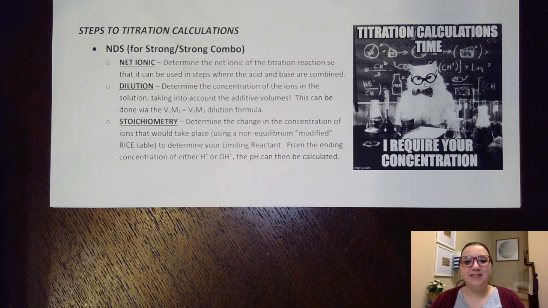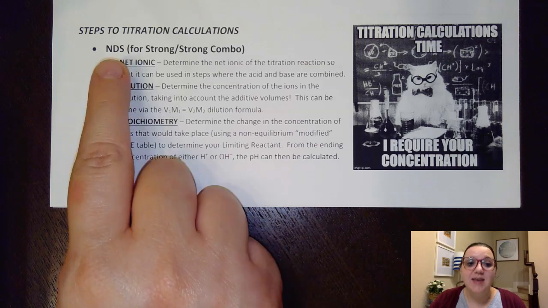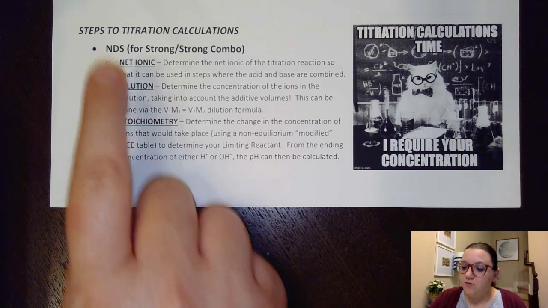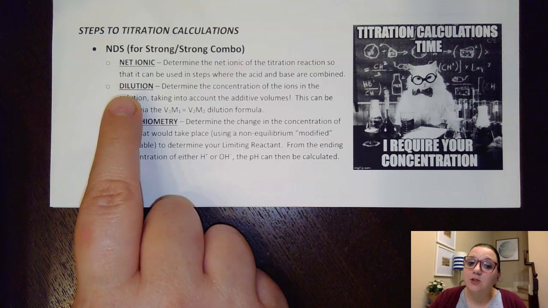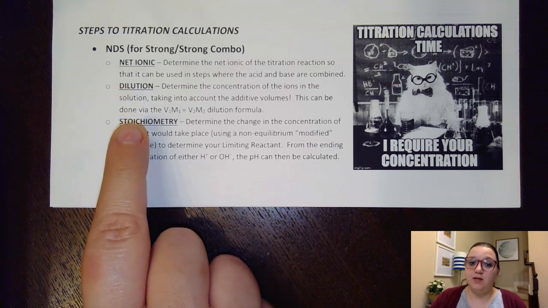Hey guys, Ms. Marusik here, and in this video we're going to talk about titration calculations involving a strong acid combined with a strong base. Now, to do a strong acid, strong base titration calculation, I like to use the acronym NDS. N for net ionic, D for dilution, and S for stoichiometry.